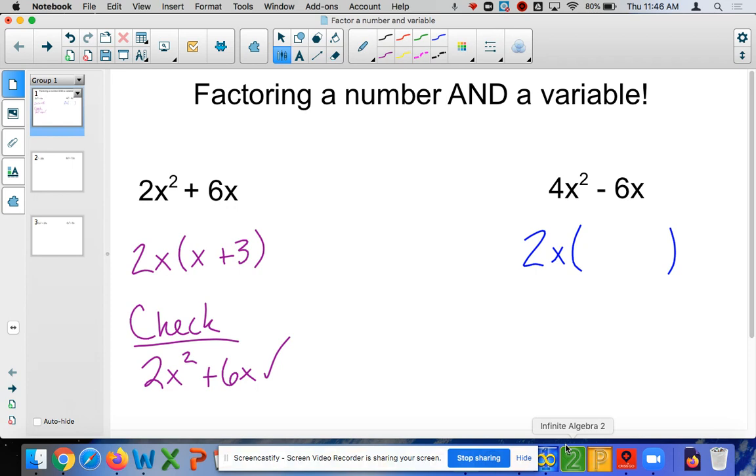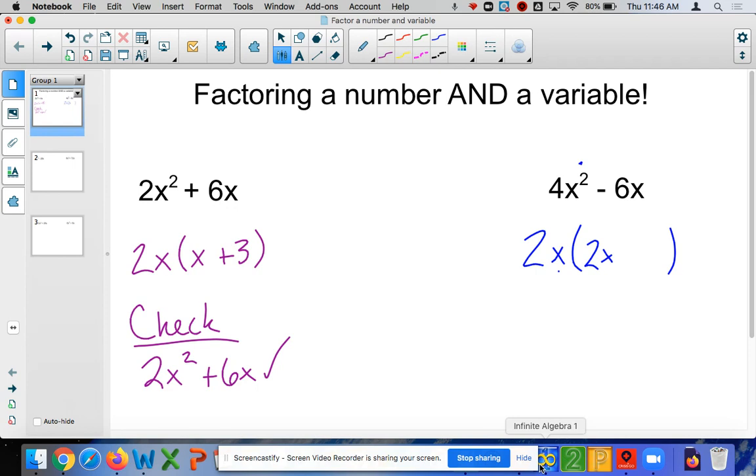And now I need to ask myself, okay, 2x times what gets you 4x squared? Let's look at the numbers first. 2 times what gets you 4? The answer is 2. So 2 times 2 gets you 4. Now we need to look at that x squared. Up here, I've got 2 x's. Down here, I've got 1 x. So I'm just missing an x, right? Hopefully you agree with me anyway.